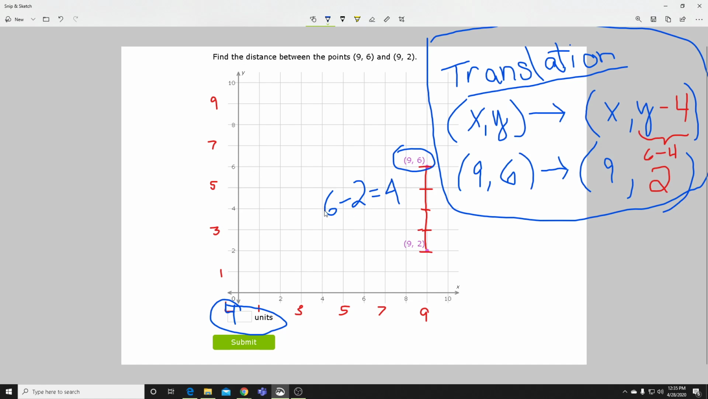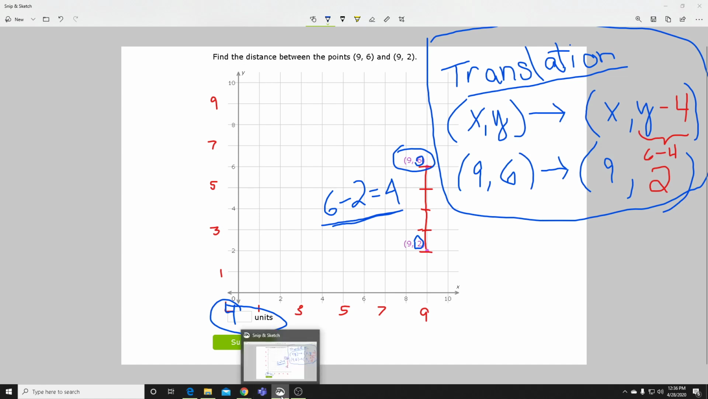So finally, the other way you could have gone about solving this is you could just think about, well, we're not moving left or right, we're just moving up or down. So you can just find the difference in the y's. And remember, the difference is the same thing as subtraction. So you could do 6 minus 2 to get 4, and that tells you that there's 4 units in between. That's how different these 2 points are from each other.